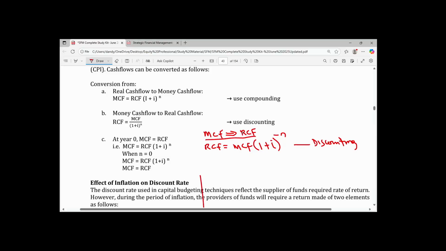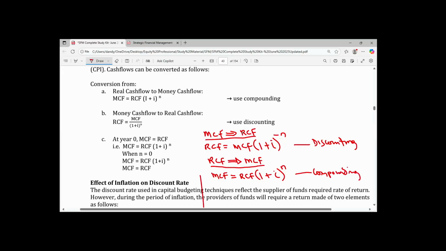Again, if you want to convert real cash flow to money cash flow, that means you want to make money cash flow the subject of the formula. That means you need to increase the real cash flow. You need to inflate the real cash flow. When you inflate the real cash flow, that means you are compounding it. You are increasing the real cash flow to its money cash flow equivalent. To do this, you multiply the real cash flow by 1 plus general inflation rate raised to power n. When you do this, that means you are compounding the real cash flow.